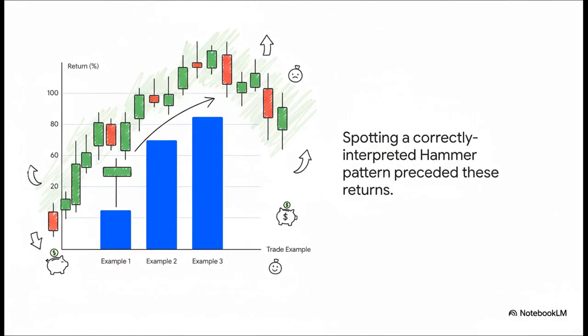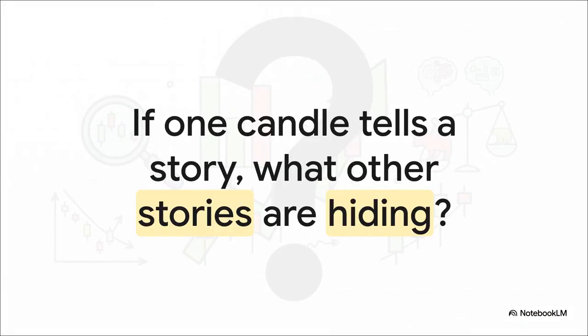And hey, this wasn't just a lucky guess. The source material we're drawing from showed this happening again and again. There were other examples where spotting one of these hammers led to a 70% return, and another one that led to an incredible 85% return in just a couple of months. The pattern holds up. So think about this. If just one simple candle pattern can tell such a powerful story, what other stories are hiding in those charts? We've only scratched the surface today, but now you know the basic language. You have the key to start decoding the market for yourself. The whole point is to stop seeing that intimidating jungle and start seeing the stories that are hiding right there in plain sight.